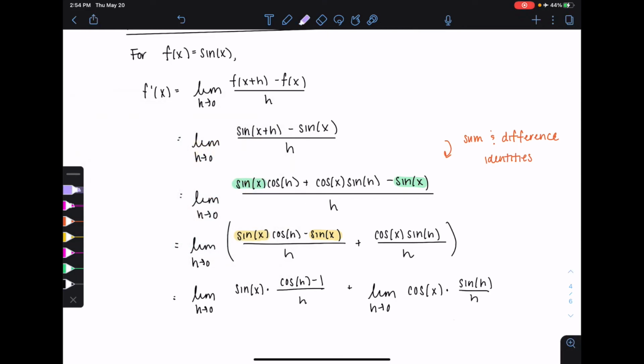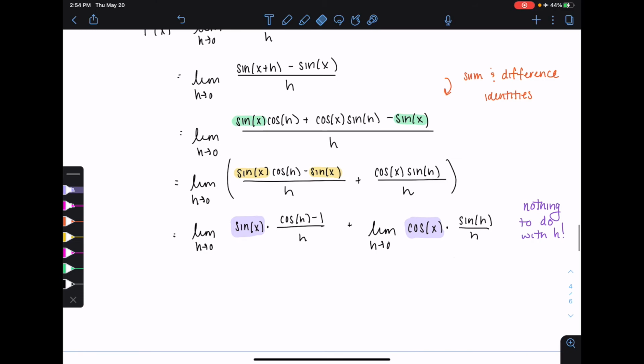And now, both of these, we're taking the limit as h goes to 0. So this has nothing to do with this limit. This has nothing to do with this limit. None of these involve h in any way, shape, or form. So they're treated like constants. So I can pop that sine of x out, pop that cosine of x out.